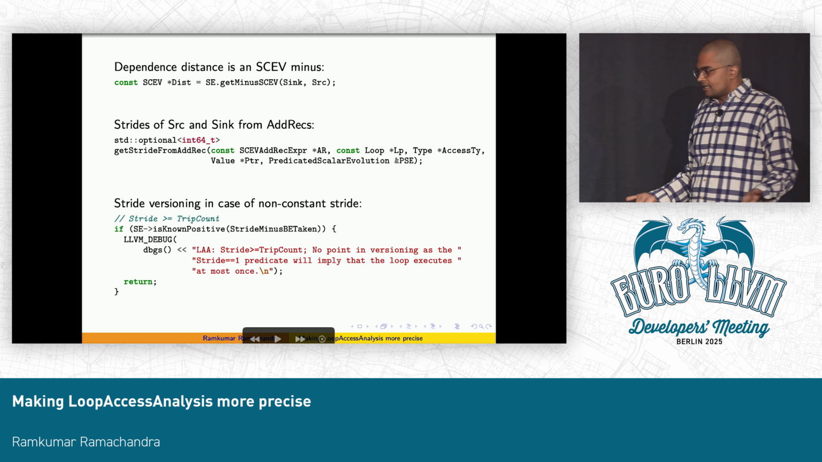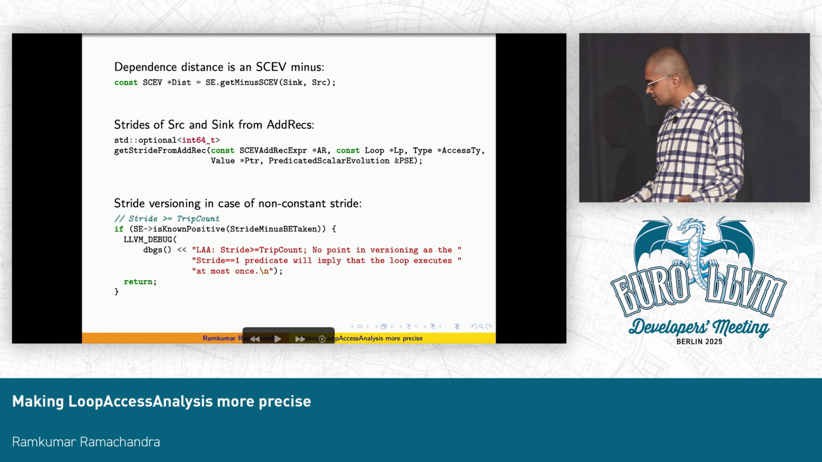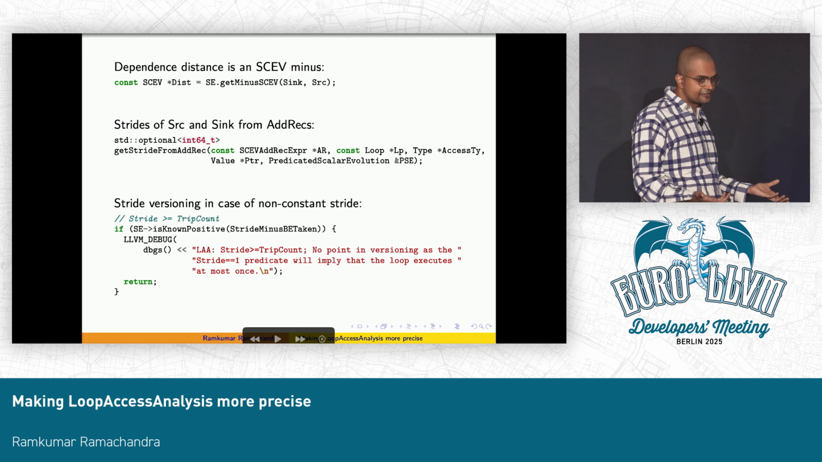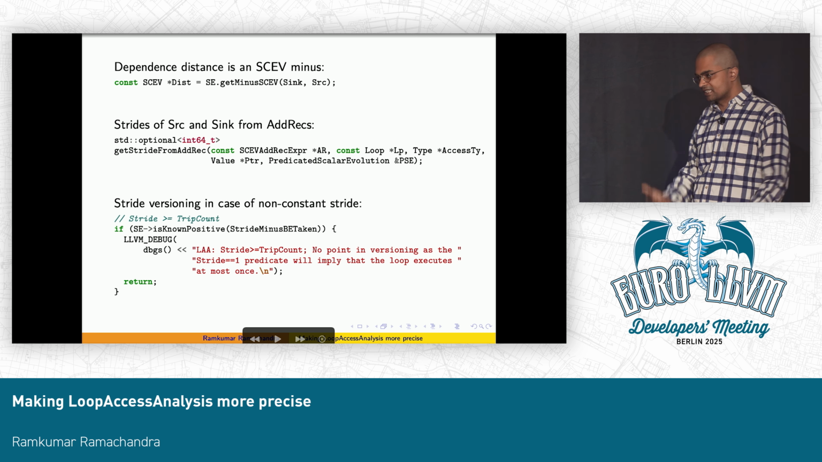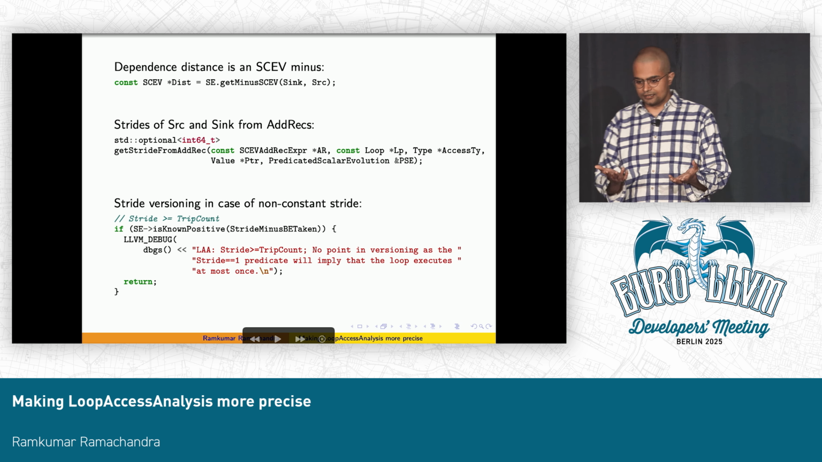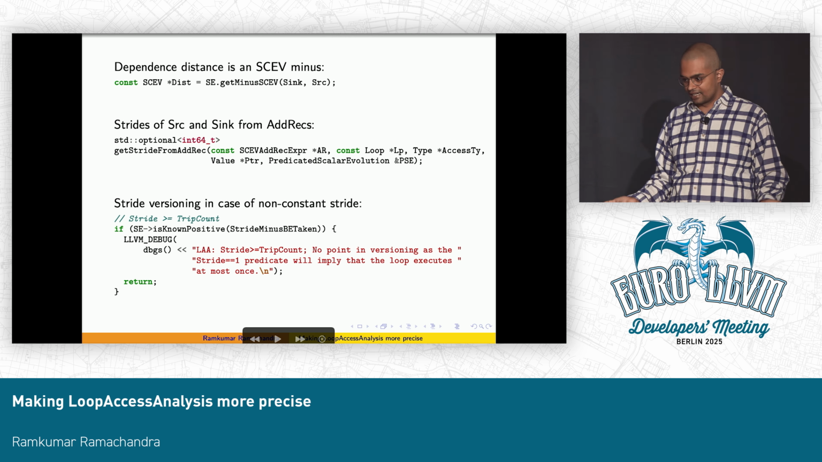So you would ask yourself, how do you recover that information from SCEV? How do you recover the indices from SCEV? This loop-access analysis is quite simplistic in that regard.